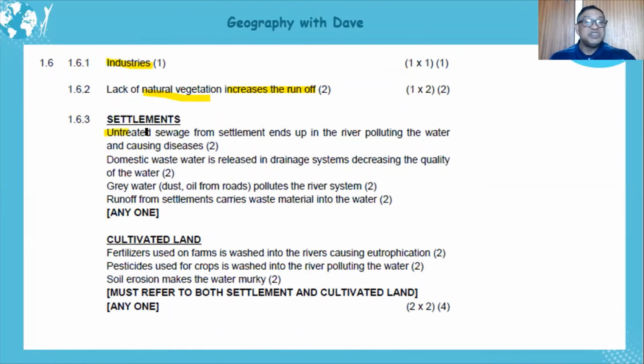So untreated sewage from the settlements ends up in the river, polluting the river. Can you see it causing disease? Domestic wastewater that just goes in, after you wash your dishes and whatever, is released into the drainage system, decreasing the quality of water. Grey water, dust and oil from roads, because that's also part of the settlement. Can you see? It pollutes the river system.